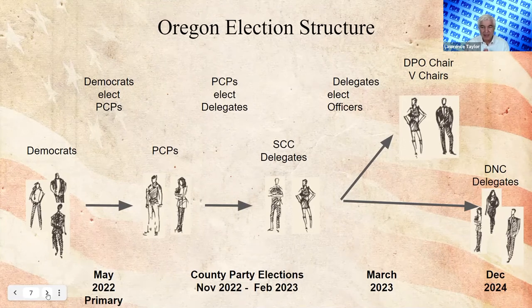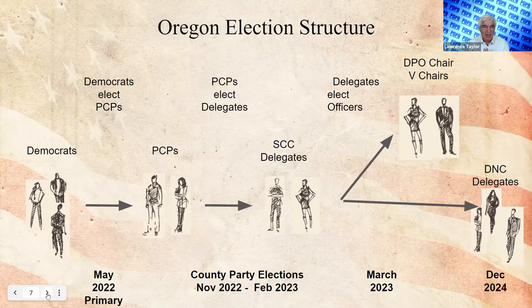The state central committee then elects, in what is called a reorganization, the party officers and the DNC members. As I said earlier, the DNC members are elected basically every 4 years. And they happen somewhere around the convention, and each state has their own different rules on when those occur. I believe they have to occur before the end of the first quarter following the presidential election.